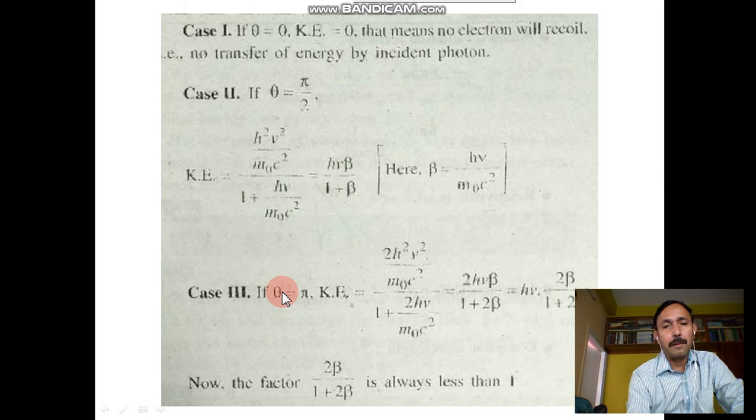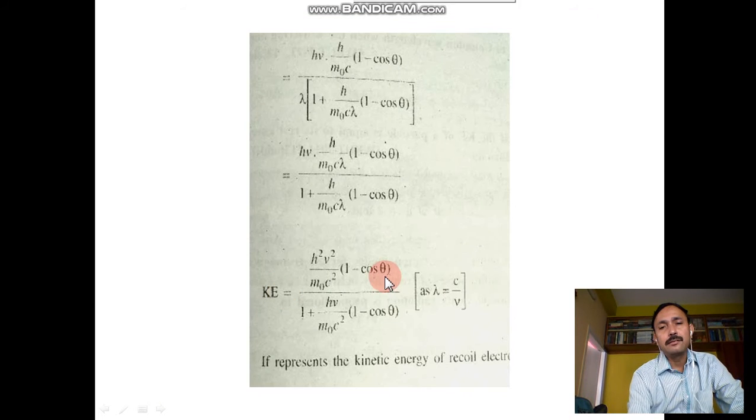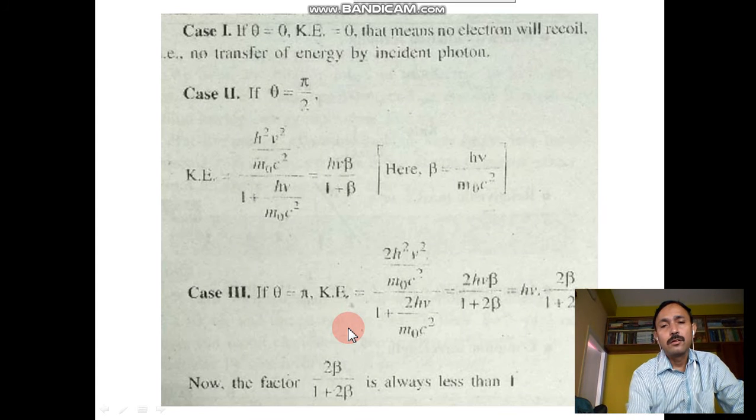If theta is equal to pi, then what will happen? Pi means cos pi is minus 1, so 1 minus cos pi means 2. So we get 2 h square nu square by m naught c square, by 1 plus 2 h nu by m naught c square. Here, 2 h square nu square by m naught c square by 1 plus 2 h nu by m naught c square.